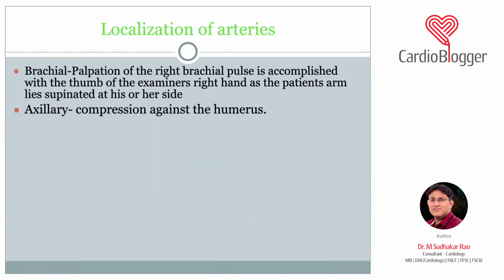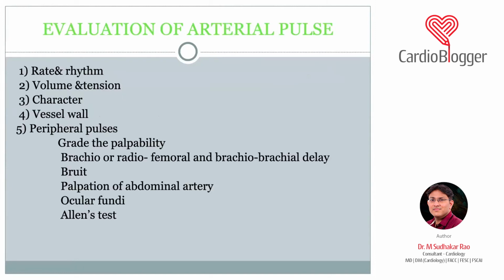We already know how the brachial artery is palpated, and the axillary artery is palpable against the humerus. It is palpated by compression against the humerus. Also the radial artery, which I don't want to go into detail, is palpated using a 3-finger technique. Now, how do you explain an arterial pulse? This is the most important thing.